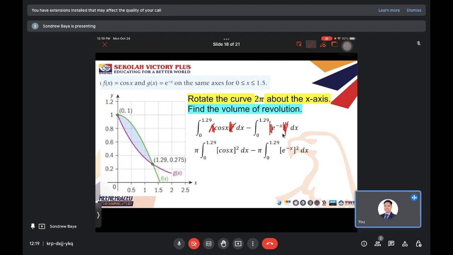All right. Since the pi is constant, or common among the two, we can just factor it out. So this will now be equal to pi times the integral of the function squared from 0 to 1.29 dx minus the integral of the function squared from 0 to 1.29 dx. All right. And using your calculator, you can now find the volume, which is equal to 0.993 cubic units, or units cubed.